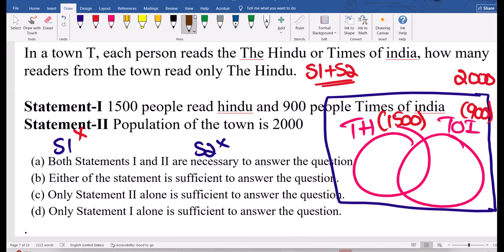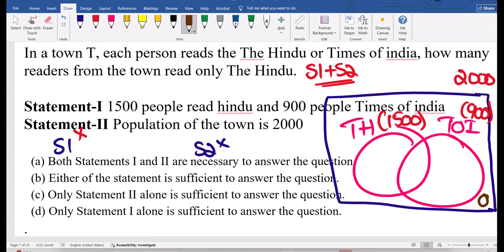Each person reads, so there is no person not reading any of these papers. Why is it zero outside those two circles? What's the first line? Each person reads, so they are reading at least one of the papers. So the area outside those two circles is zero. Total area is 2000, and the number not related to those two papers is zero because they are reading at least one paper. Right. Now 1500 plus 900, how much total? 2400, but total in the area is 2000.